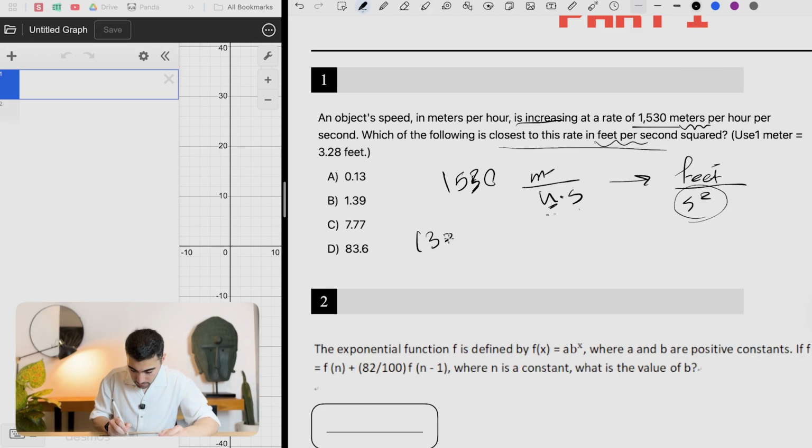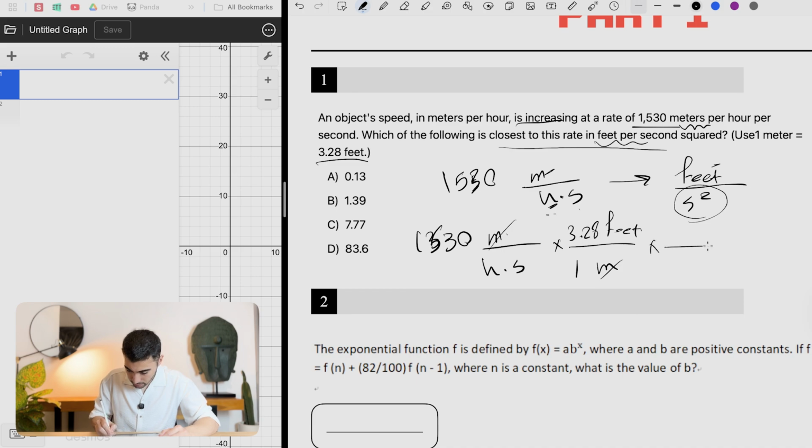So let's go ahead. 1530 meters per hour per second times, let's convert the meter into feet. I'm going to write meter down, feet up, so the meters cancel out. We know that 1 meter is 3.28 feet, so 3.28 goes there. Now let's convert this hour into seconds. Hour is up, second is down, so the hours cancel out. And we know that 1 hour is 3600 seconds.